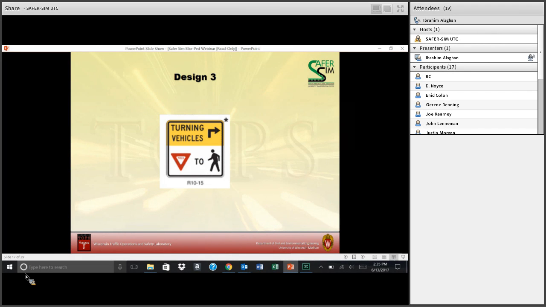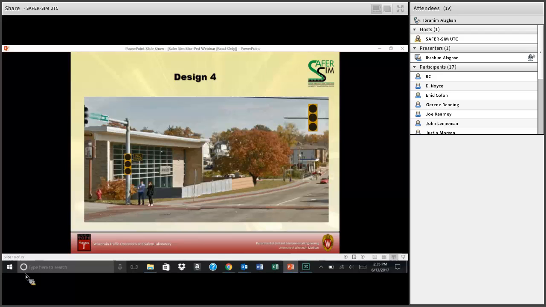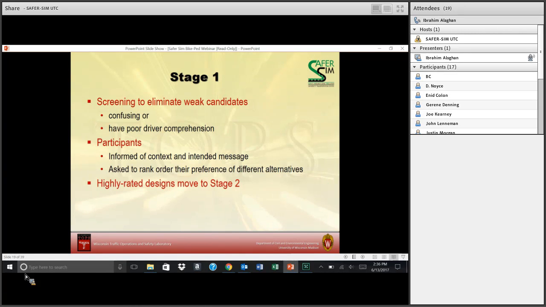Yeah, so as you can see, this is the R10-15, which is an MUTCD sign, and this is the sign we used and modified to implement in our third design. If you go to the fourth design, please. So the next one is a traffic device that flashes a pedestrian crossing. Yeah, if you go to the next one.